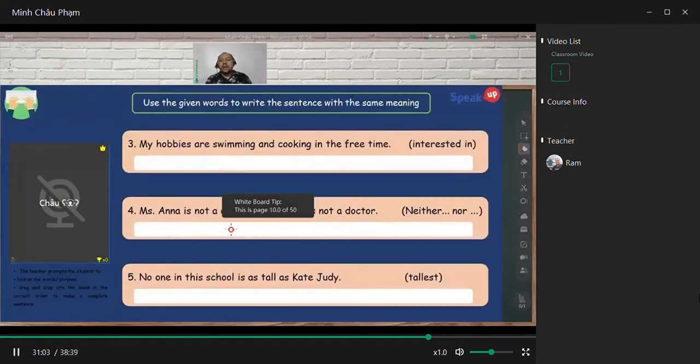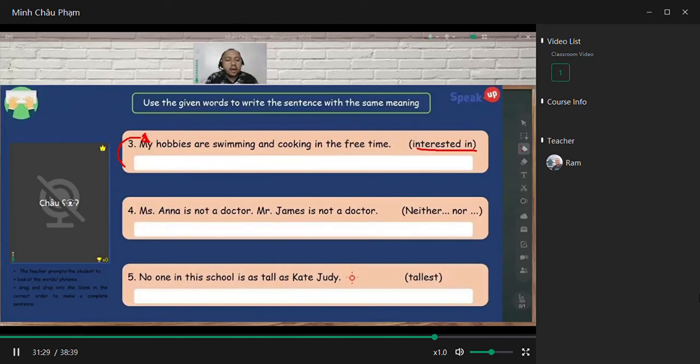Okay, so let's now go with the last part of the test. We don't really have time left, but I'll try to cover for it. Okay, so you just need to use the words to write the sentence with the same meaning. So the sentence above is my hobbies are swimming and cooking in the free time. You need to use this word and create a new sentence with the same meaning as the sentence above.